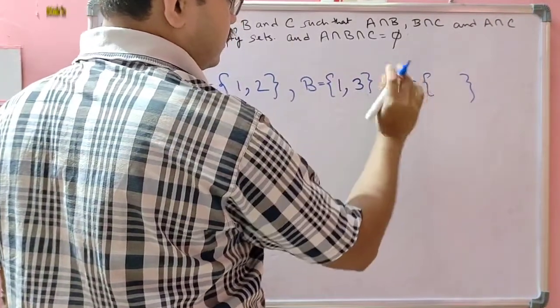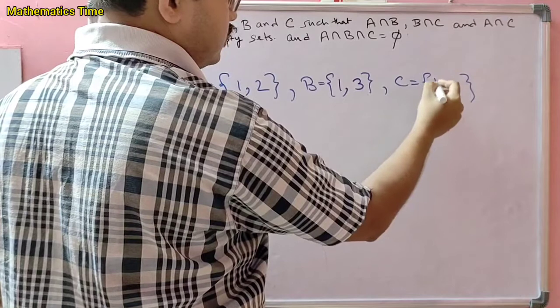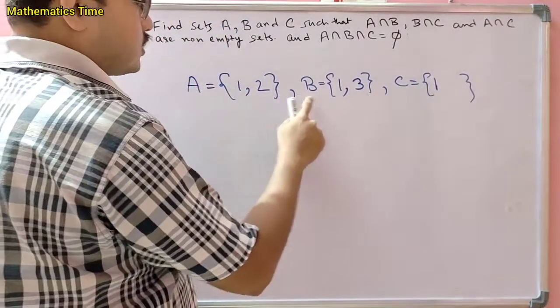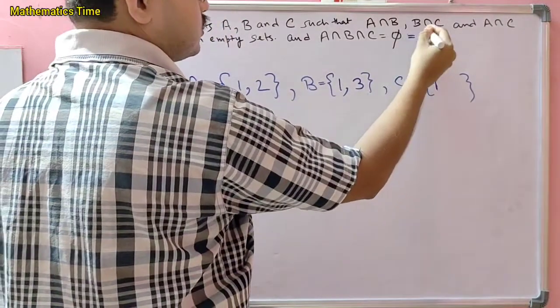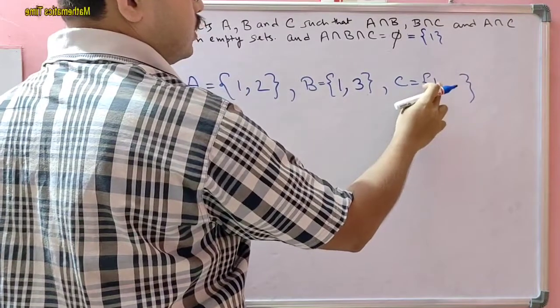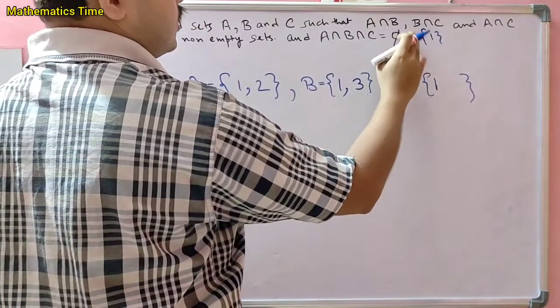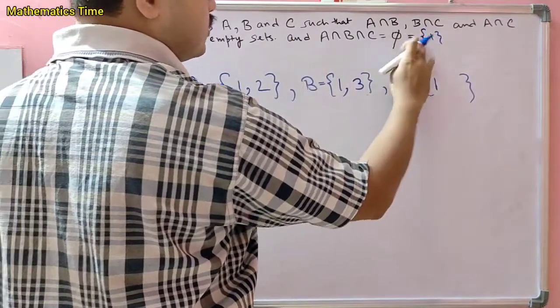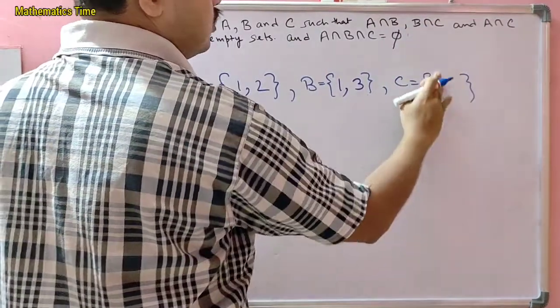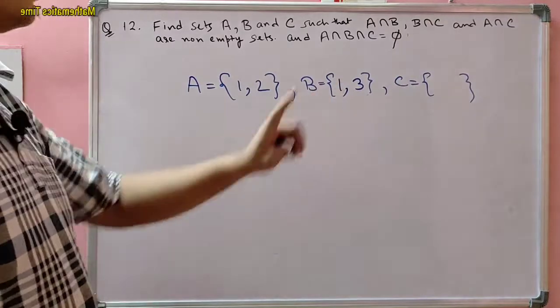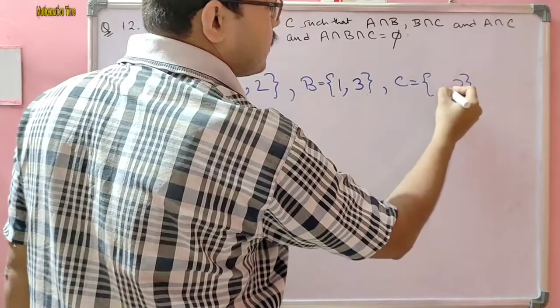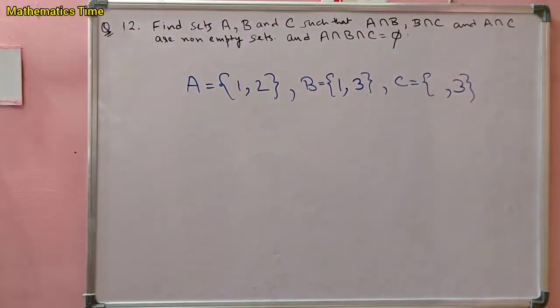If we use 1 as a common element, then A intersection B intersection C will be 1. We don't want that, we want a null set. So we are not taking 1 as the common element, we are taking 3 as the common element.